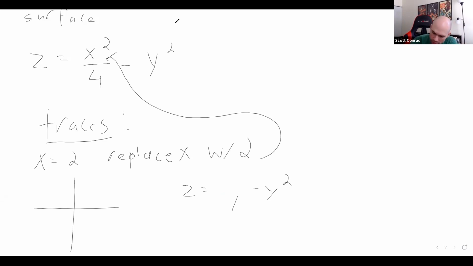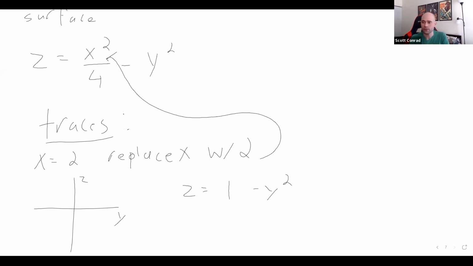I'll just write that 4 over 4 as 1. Now we have an equation involving just z and y. We're going to graph that in the YZ plane, because x equals 2 is a plane parallel to x equals 0, which is the YZ plane. We're just going to graph this curve in the YZ plane, and that's the intersection with x equals 2. So z equals 1 minus y squared.